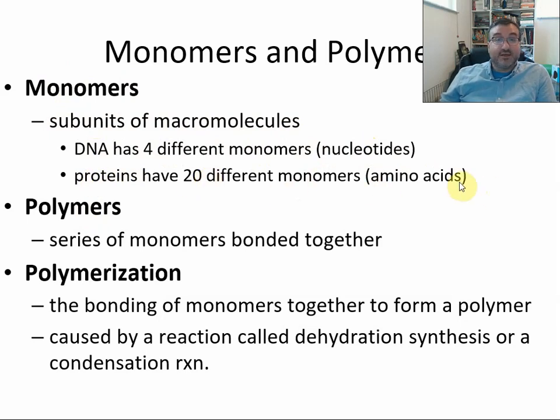So the monomers are like the beads on a chain, and when you link those beads together, you have a polymer. A polymer is a series of monomers bonded together, just like train cars making up a longer train. The process of bonding monomers together to form a polymer can be called polymerization. Making polymers can be caused by a reaction called dehydration synthesis, or it's also called a condensation reaction.